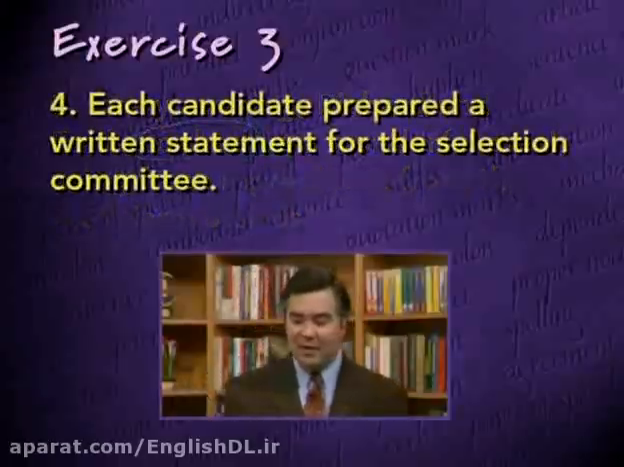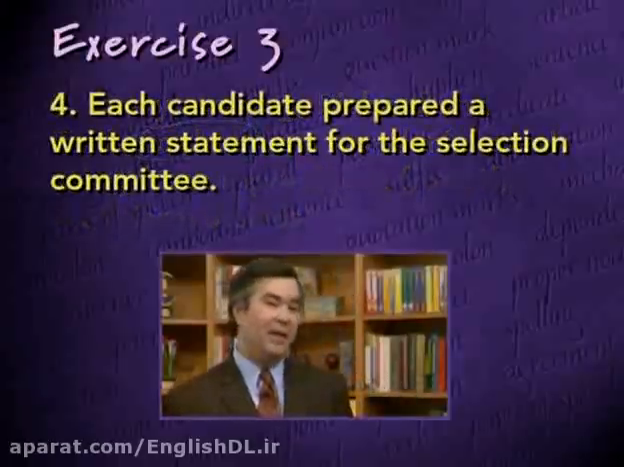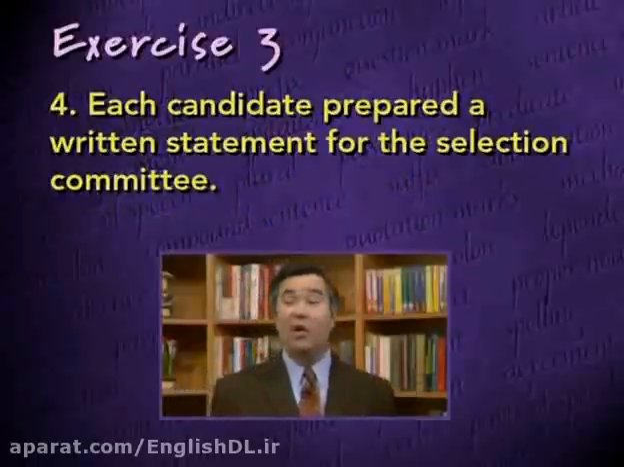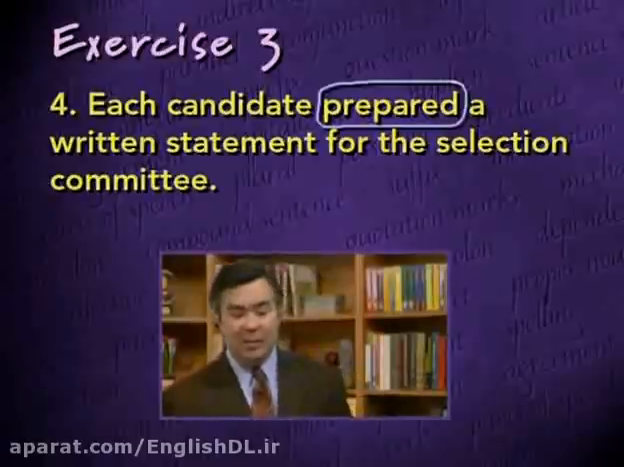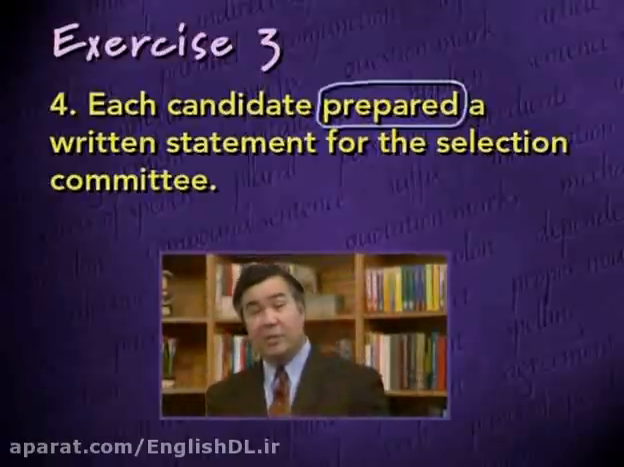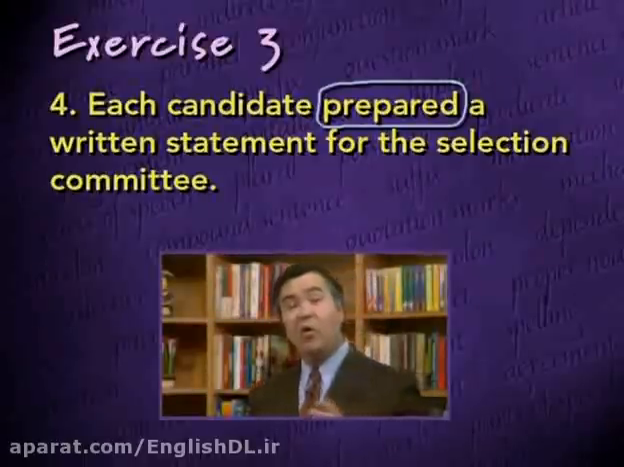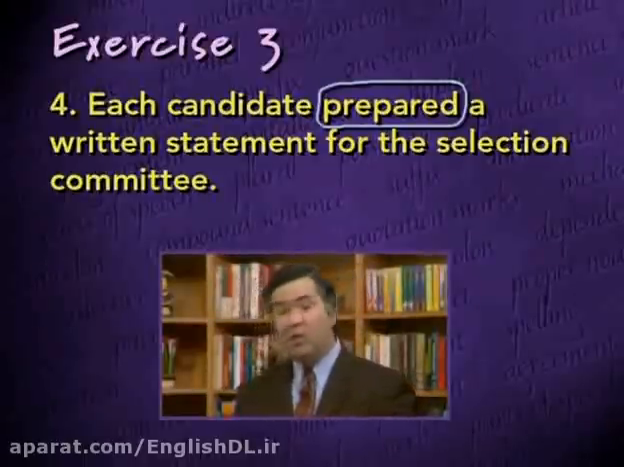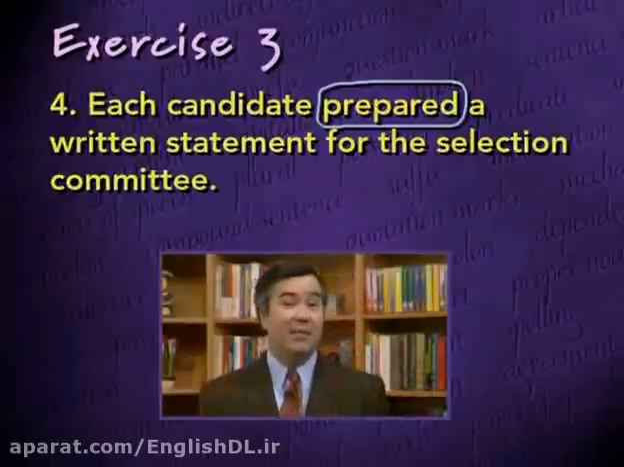Next example. Each candidate prepared a written statement for the selection committee. What's the verb here? The verb is prepared. Who or what did the preparing? Each candidate. So the verb is prepared. What's the direct object? That is, do we know who or what the candidates prepared? Well, they prepared a written statement. So the noun statement is the direct object.